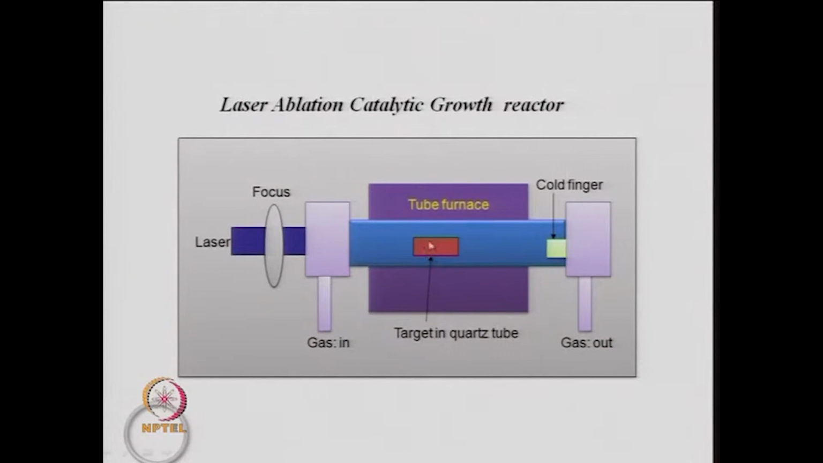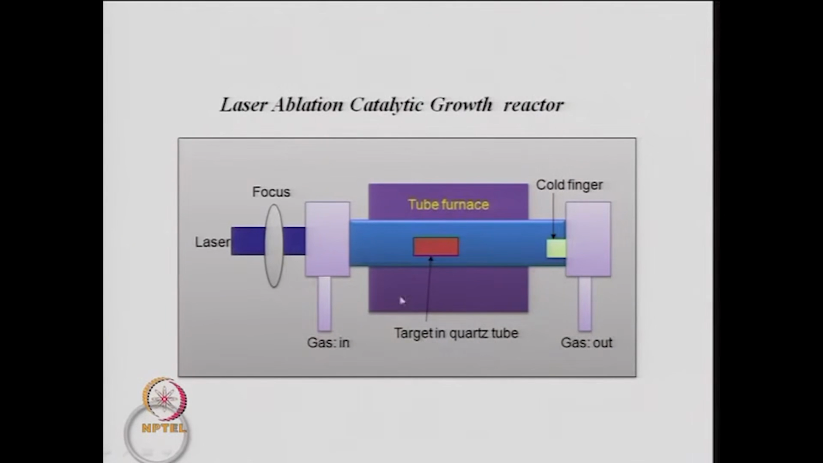So, your target is in a quartz tube, and you have the gas, which is the semiconductor gas, going to be around that target. The laser beam comes here, hits the target, and you have the metal particles with the gas here, and then this gas will be flowing out here, and the nanorods or nanowires will be deposited on this cold finger.